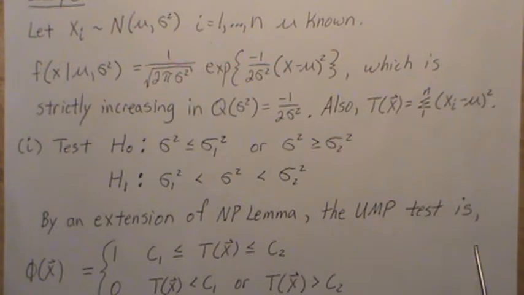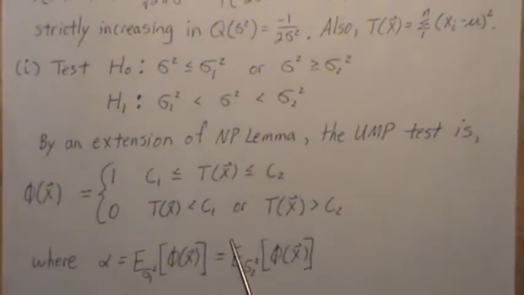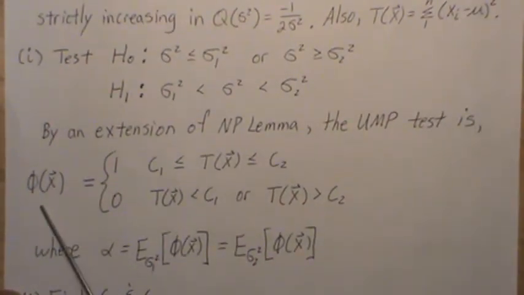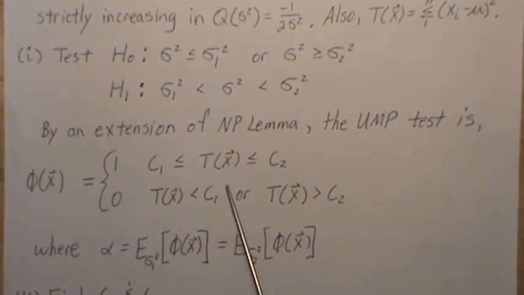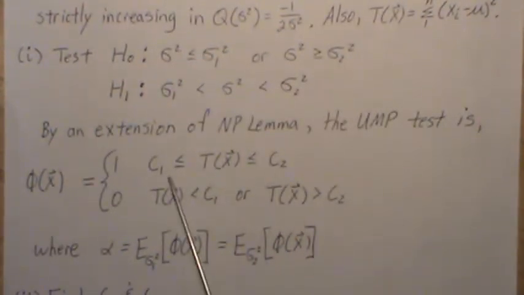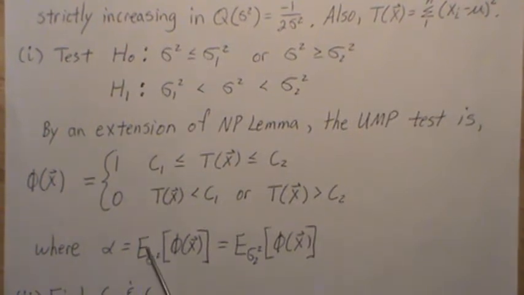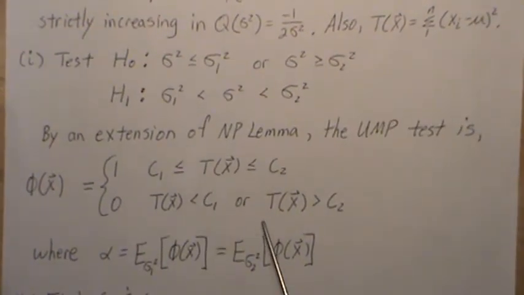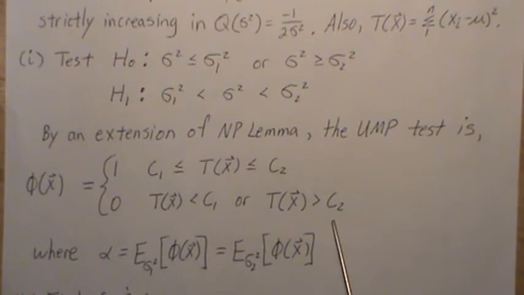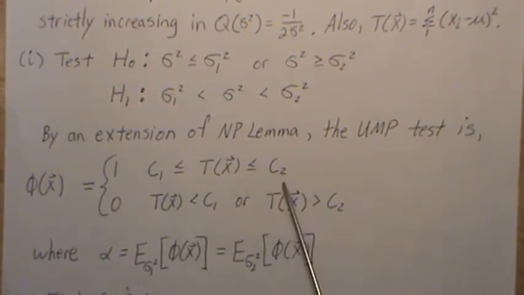The UMP test for this test is this. Our test function is 1, which means we reject the null hypothesis, if our test statistic is between two values, which make up our critical region, and we do not reject if the test statistic is less than that C1, or if the test statistic is greater than that C2. And this is our test. But how do we find C1 and C2?